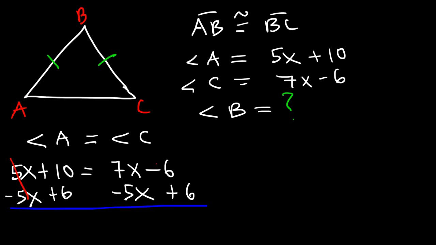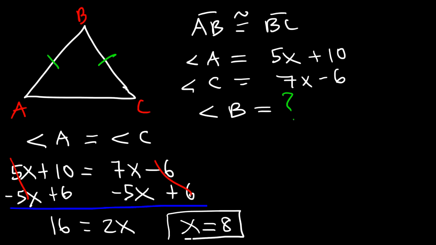So this will cancel, that will cancel. 10 plus 6 is 16. 7x minus 5x is 2x. So now we need to divide both sides by 2. 16 divided by 2 is 8. So x is equal to 8.